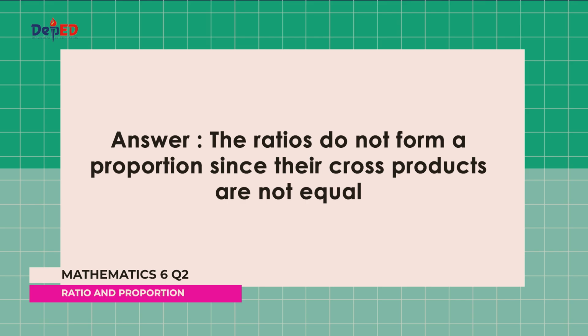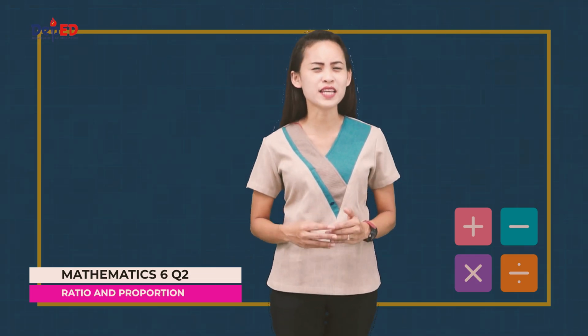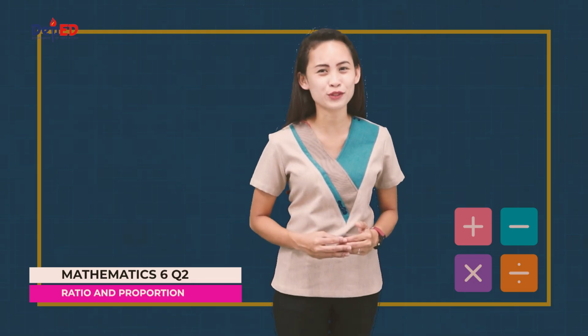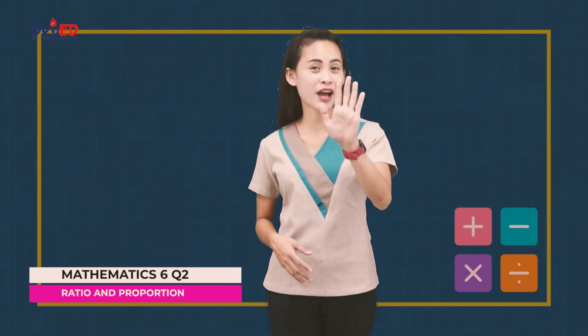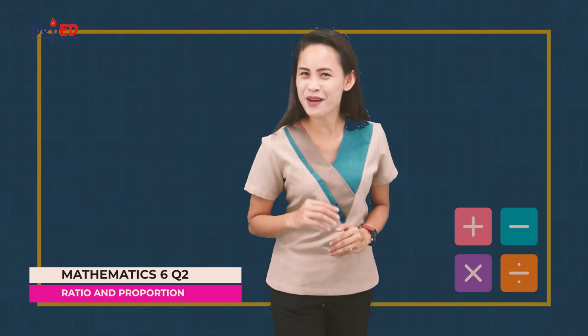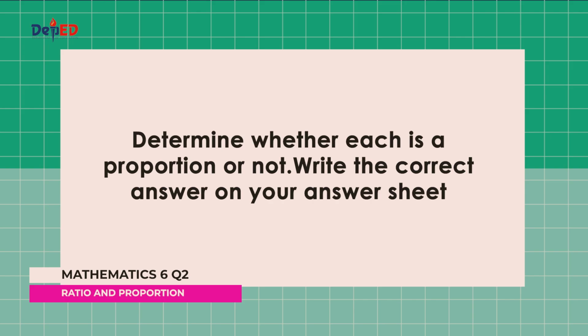Hey, math warriors! Are you ready for another quick check activity? Now, get a pen and answer the activity Lesson 3, What's More, found in your self-learning modules. You have 5 seconds to answer each number. Ready, math warriors? Let's start! Determine whether each is a proportion or not. Write the correct answer on your answer sheet.